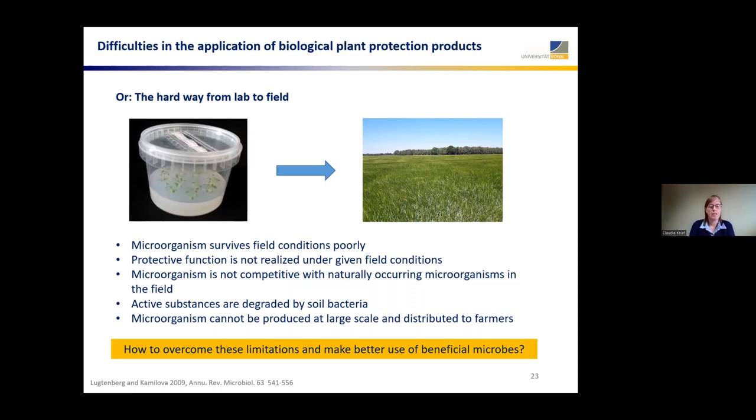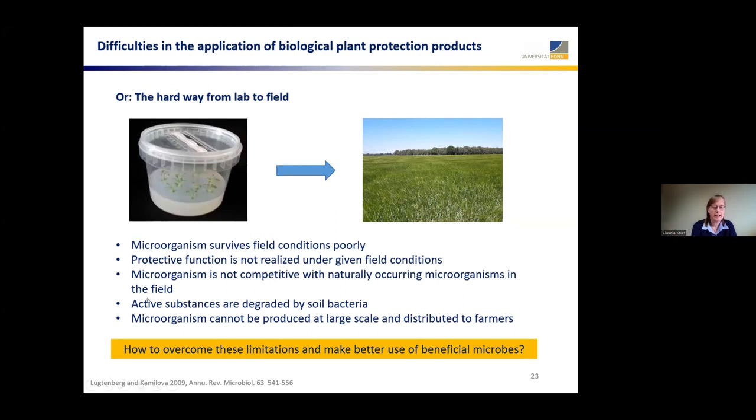We also have understood to some extent why this is so difficult. Because you have to imagine that we introduce maybe specific microorganisms in a field where we already have a natural microbiome. So the microbe may not be capable to survive the field conditions. Maybe it's not the proper pH, maybe it's not the proper temperature. It may not be competitive with the microbes that are already out there, or microbes also regulate their functions. They do not realize a function if it's not needed. So the protective function may not be necessary for a microorganism under the given conditions, and it's not realized, and the plant is losing this protection or this benefit.